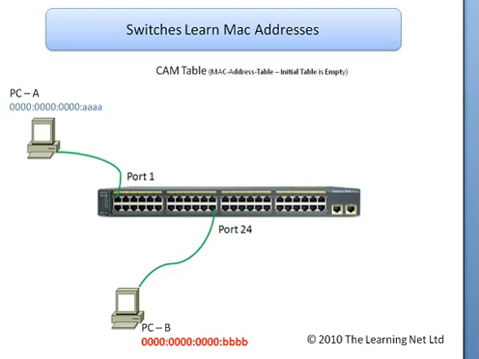Switches are a key part of that process, and switches remember MAC addresses. They remember what port MAC addresses came in from, and that way they can make quick decisions on where to send information around the network. So let's look at how they learn that.